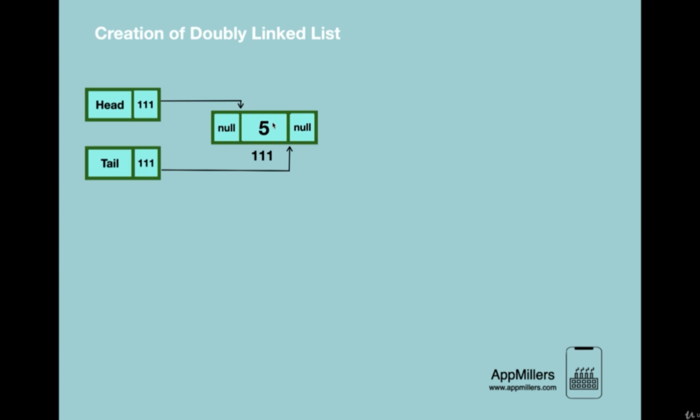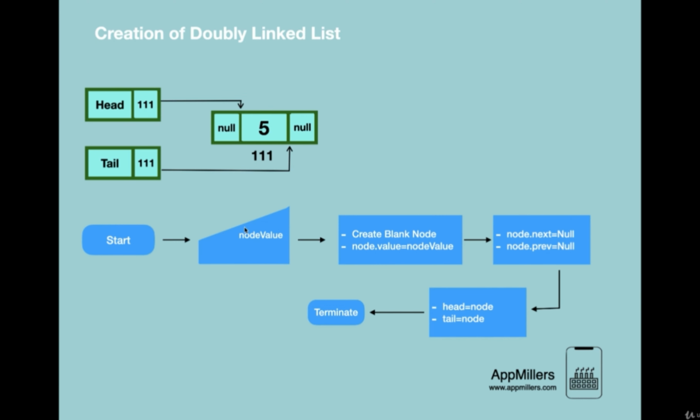So if we put all these steps together, we can create an algorithm of double linked list creation. So the algorithm starts from here. It takes node value as a parameter. Then in the next step, we are creating a blank node. Then after creating the blank node, we are assigning a value to this blank node, and this value comes from the parameter over here. Then the next step is we are setting next and previous references of this node to null.